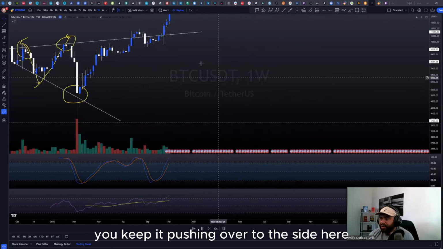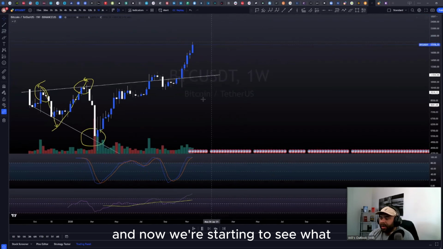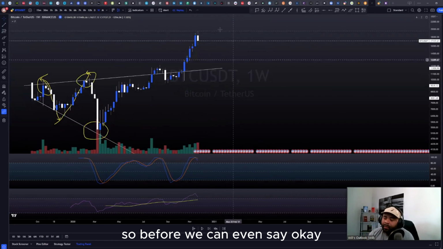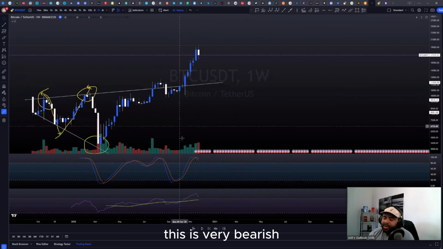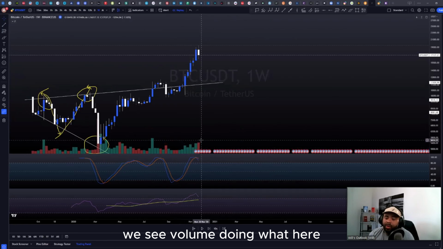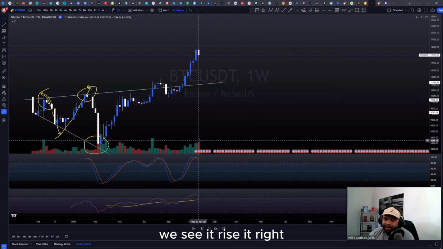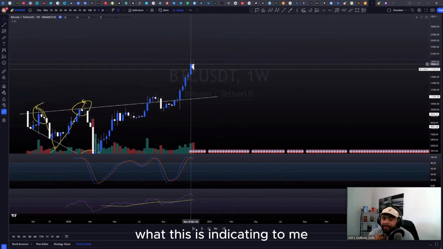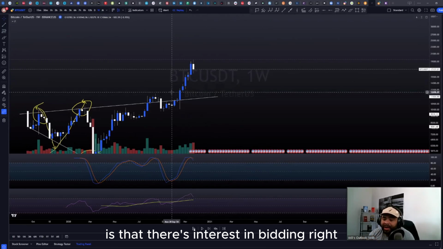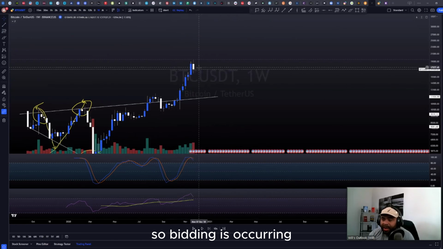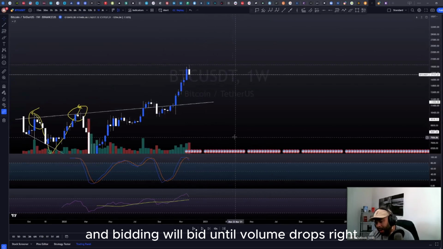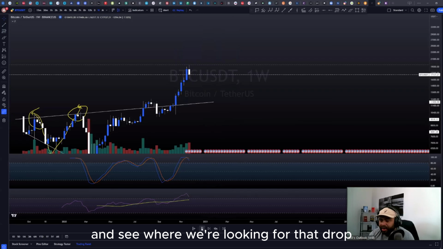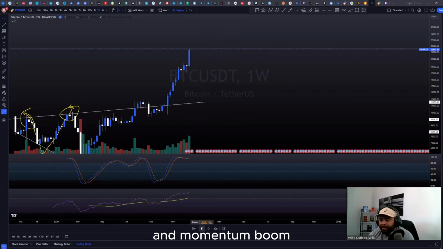Keep it pushing over to the side here. And now we're starting to see what? We're starting to see exponential price action movement. So before we can even say, okay, this is very bearish, we see volume doing what here? We see it rising, right? We see volume rising, we see price rising. What this is indicating to me is that there's interest in bidding, right? So bidding is occurring, and bidding will bid until volume drops, right? So we're going to continue to watch volume build here and see where we're looking for that drop in momentum.